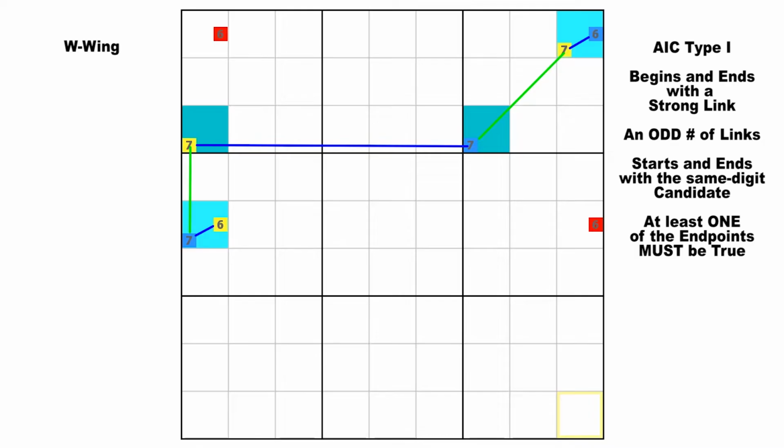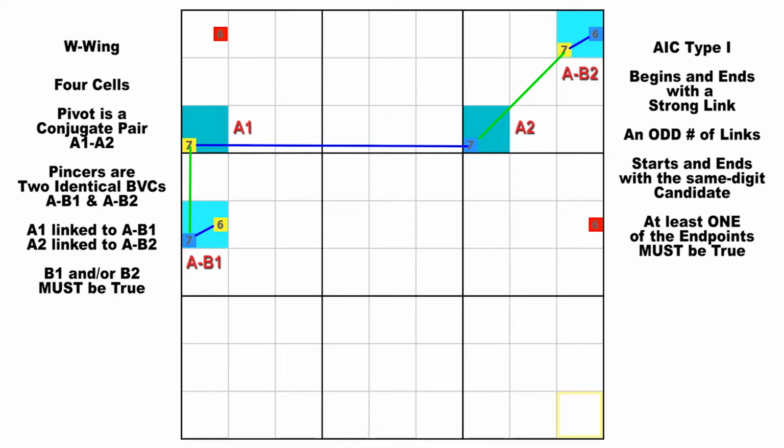But a W wing involves only 2 candidates that we will call A and B. And there will be 4 instances of candidate A and 2 instances of candidate B. The pivot will be a conjugate pair that we will call A1 and A2. And the 2 pincers will be AB1 and AB2. And of course, you can switch the 1s and the 2s if you want. They are interchangeable. Either of those 7s in row 3 could be A1 or A2. I am just using those names so you will know which one I am talking about.